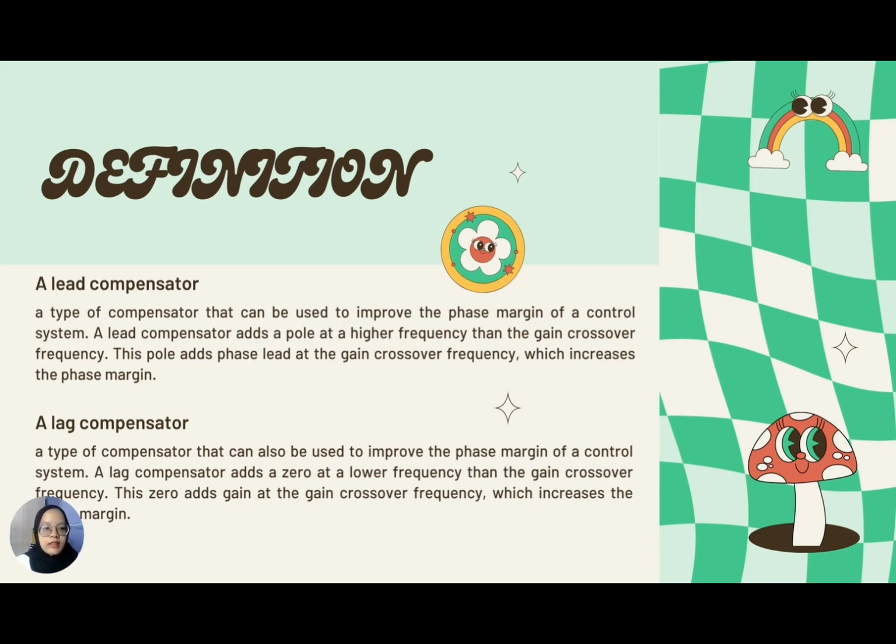A lead compensator is a type of compensator that can be used to improve the phase margin of a control system. A lead compensator adds a pole at a higher frequency than the gain crossover frequency. These poles add phase lead at the gain crossover frequency, which increases the phase margin. A lag compensator is a type of compensator that can also be used to improve the phase margin of a control system. A lag compensator adds a zero at a lower frequency than the gain crossover. This zero adds gain at the gain crossover frequency, which can increase the phase margin.